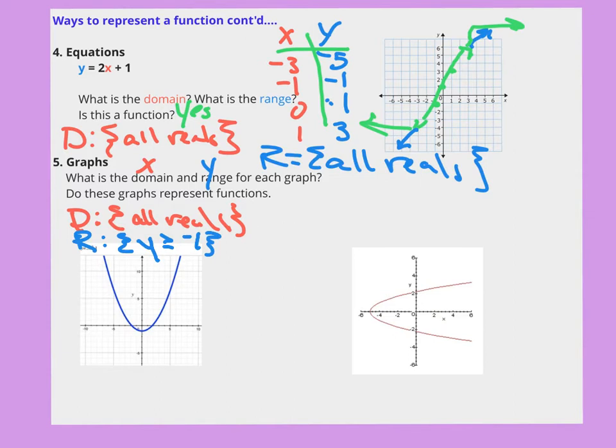the vertical line test. The vertical line test says if you draw a vertical line, your graph is only going to cross your line at one point. So here you can see that it crosses at 1 point, 1 point, 1 point, 1 point. So in this particular graph, we are looking at something that is a function. So yes, this graph is a function.